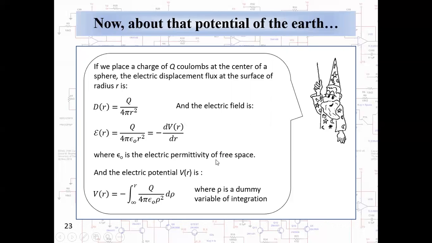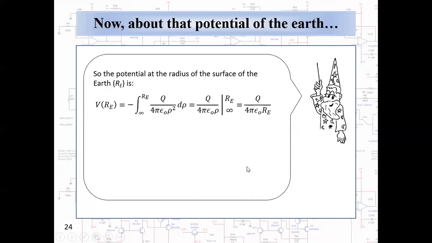And the electric potential V of r is this integral running from infinity up to r of minus Q over 4 pi epsilon naught rho squared d rho, where rho is just a dummy variable of integration. And the electric potential at the radius of the surface of the Earth is Q divided by 4 pi epsilon naught times R sub E.